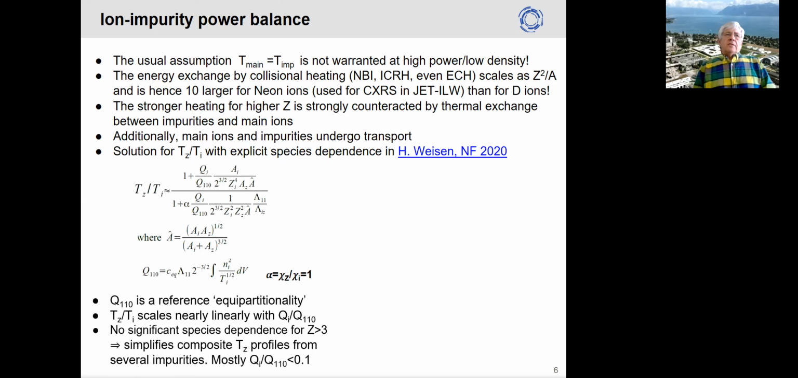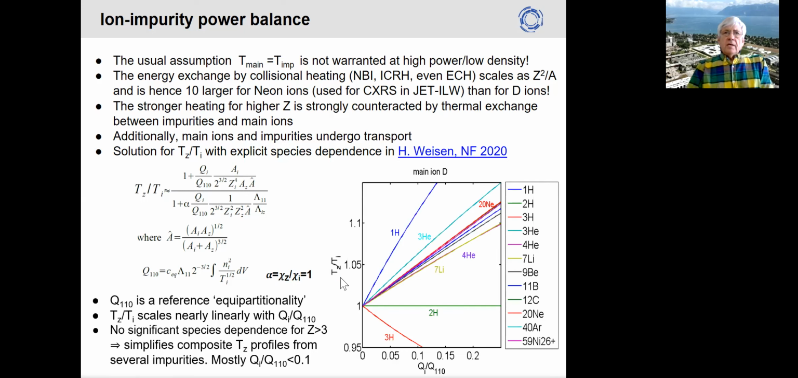What we see here is the expression I derived for this ratio. Don't look too much at the details. There are two parameters which are important. One is Qi over Q110, where Q110 is a reference power, explained here. And the other is alpha, which is the ratio of the heat diffusivities for impurities and main ions. This Tz over Ti scales almost linearly with Qi over Q110.